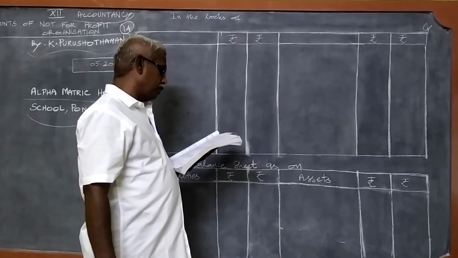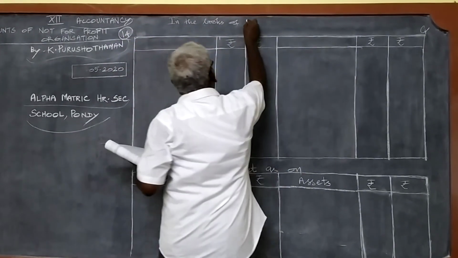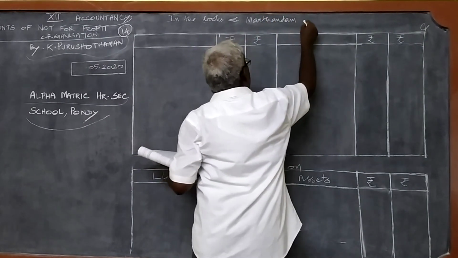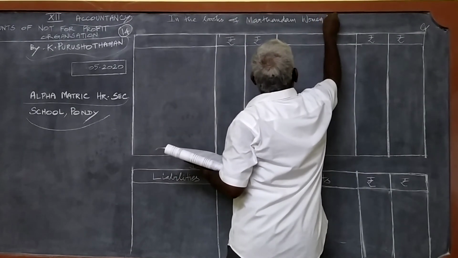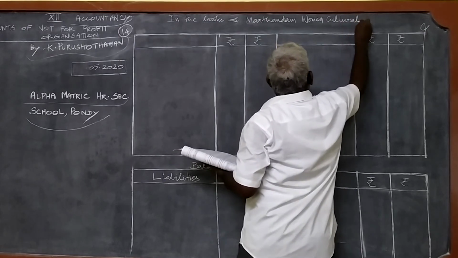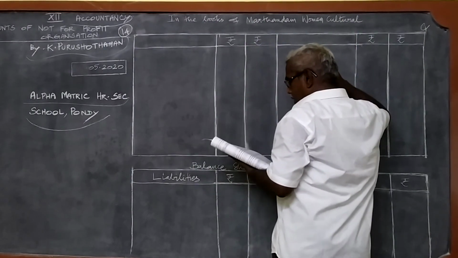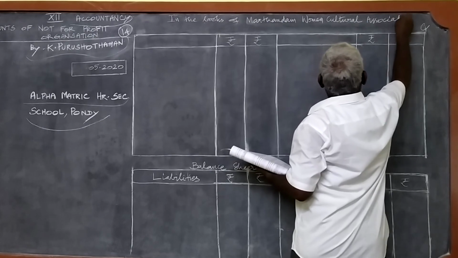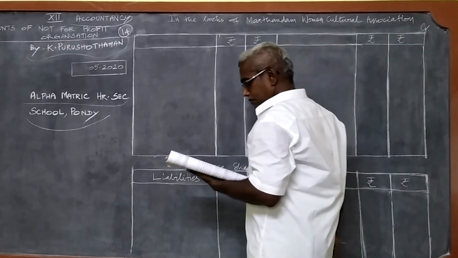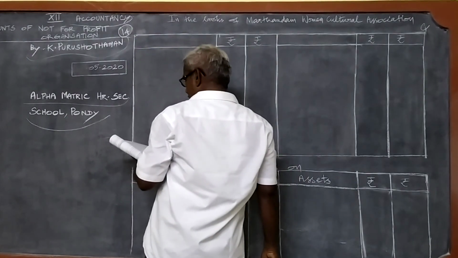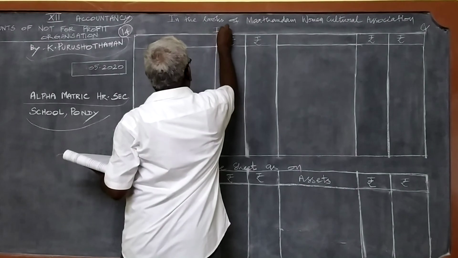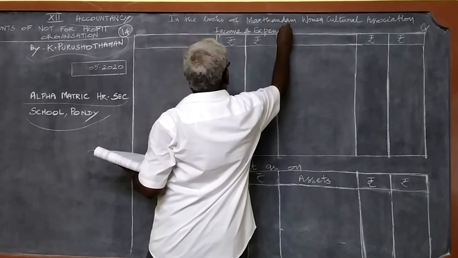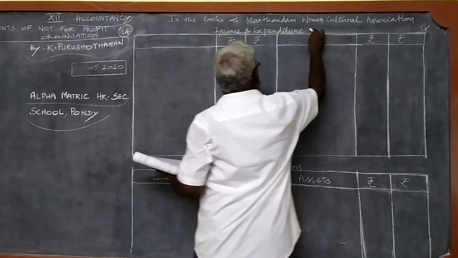Problem 14 is related to Marthandam Women Cultural Association. Income and expenditure account.